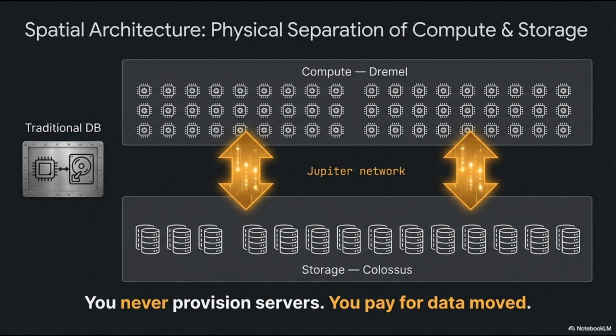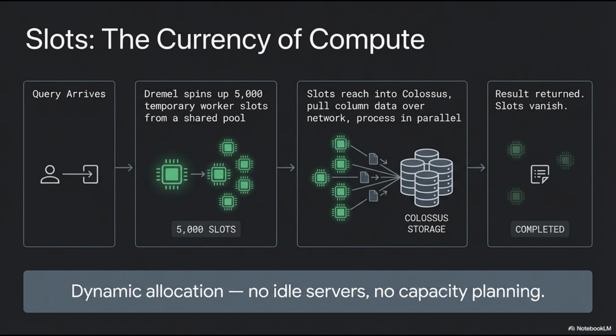Dremel analyzes your query and dynamically spins up processing units called slots. Slots. Yeah, think of a slot as a tiny temporary worker node, essentially a fraction of a CPU and some RAM. Depending on the complexity of your query, Dremel might instantly allocate 50 slots, or it might allocate 5,000 slots from a massive shared pool managed by Google. I see. And then those thousands of slots have to reach across Google's data center network to pull the relevant column data out of Colossus in parallel.